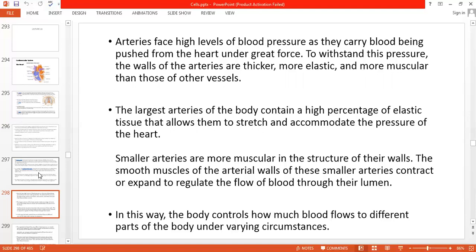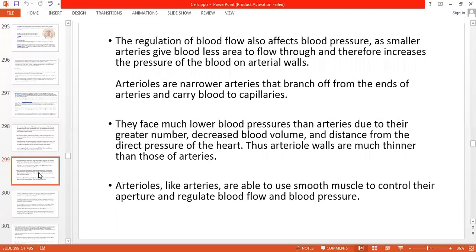The larger arteries of the body contain a high percentage of elastic tissue that allows them to stretch and accommodate the pressure of the heart. The smaller arteries are more muscular in the structure of their walls. The smooth muscles of the arterial wall of these smaller arteries contract and expand to regulate the flow of blood through their lumen. In this way, the body controls how much blood flows to different parts of the body under varying circumstances.